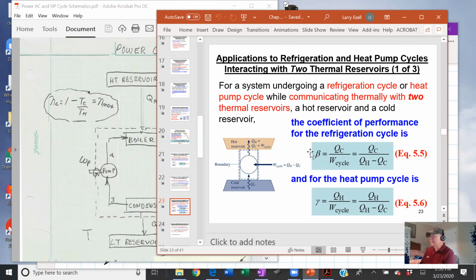All right, we define this term called beta. And the way we measure the performance of a refrigeration system is by beta. And the beta is equal to what you're trying to do. You're trying to create this cooling effect. So that's what you want. But to get that, you have to put this work in. That's what you don't want to do, but you got to do. So beta is the ratio of the cooling energy you get to the work energy you put in.